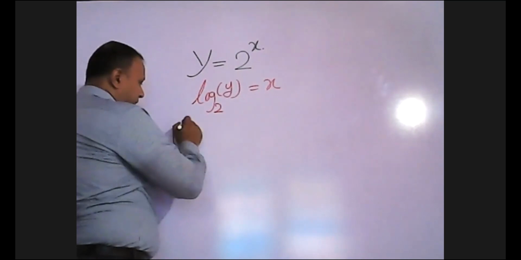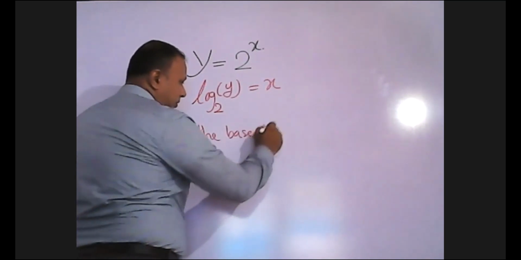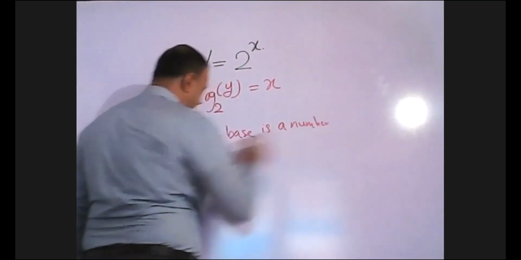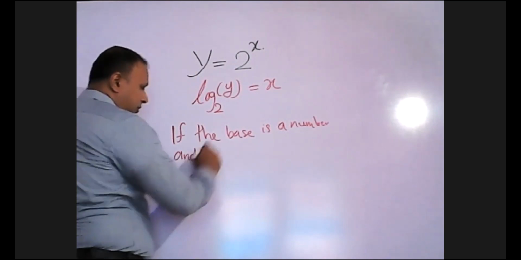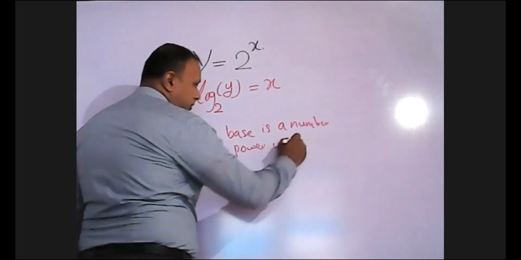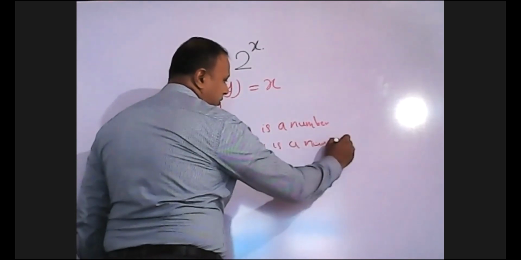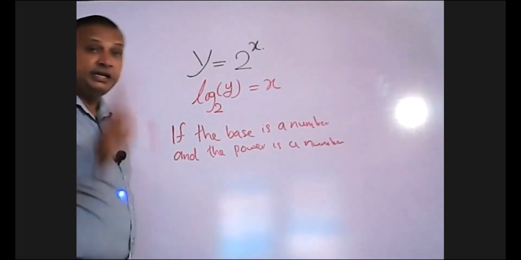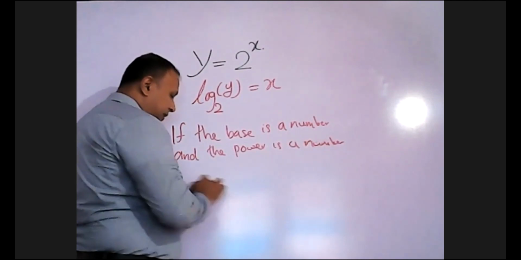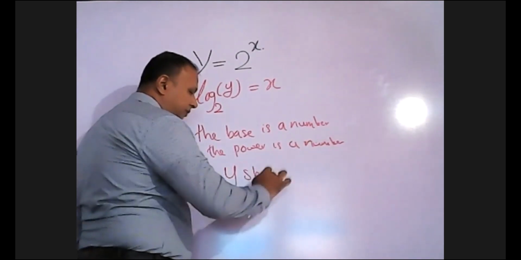So if the base is a number and the power is a number, then definitely y should be a number.